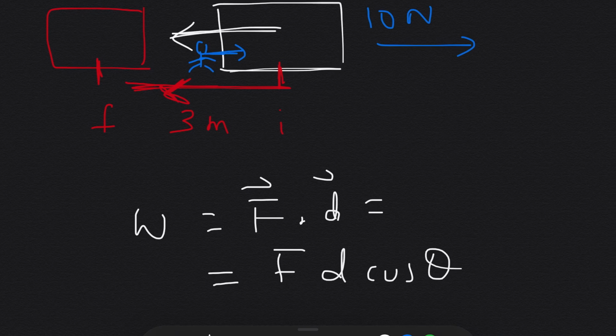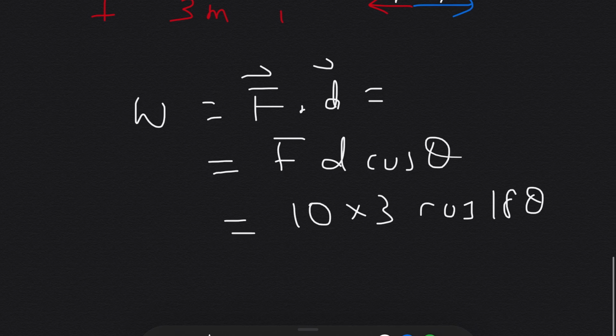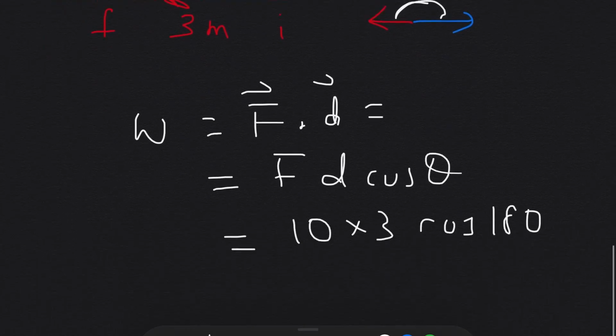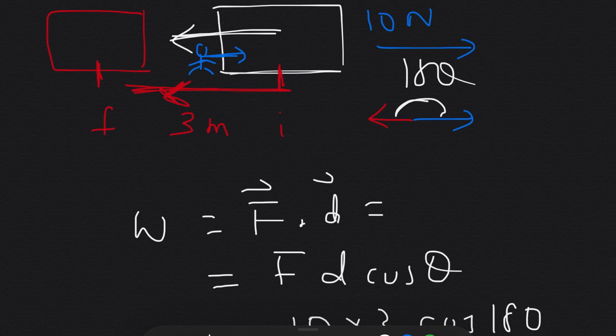So the angle between the force and displacement, you can actually draw these arrows right next to each other, right? These are the 2 arrows, and the angle between them is a whopping 180 degrees. So you have 10 times 3 times cosine of 180 degrees. If you have a calculator, go ahead, put it in, or if you know your tables, it's -1, cosine of 180. So you get negative 30, and the unit is joules, all right? So you can see that when they're in opposite directions, it's negative.